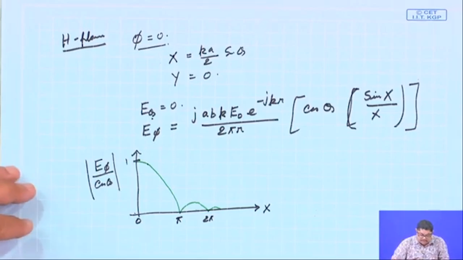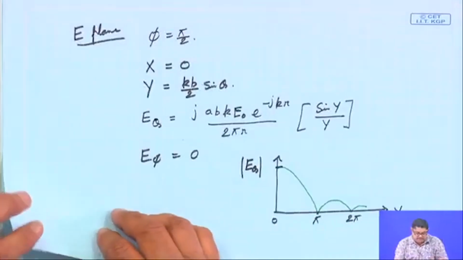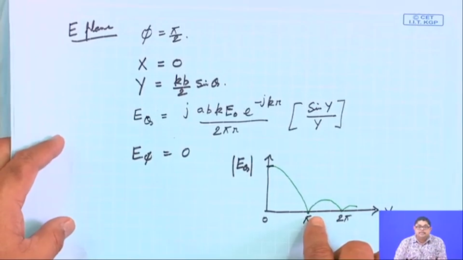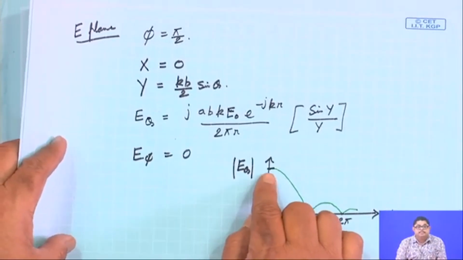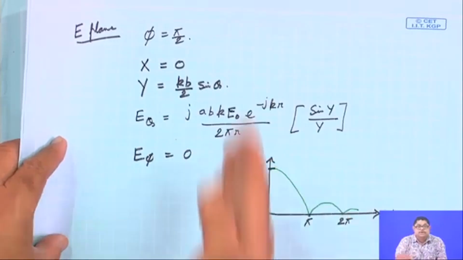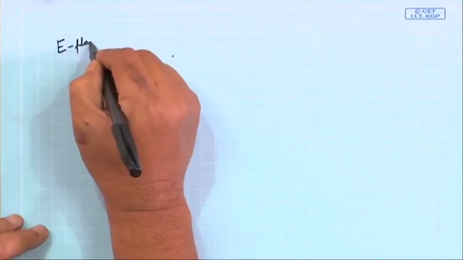Now, let us look more closely at this E plane pattern. Where are the nulls occurring? Because we know the main beam, the maxima, is at y equal to 0, that means in the broadside direction, z equal to 0. So, let us see in the E plane pattern again.